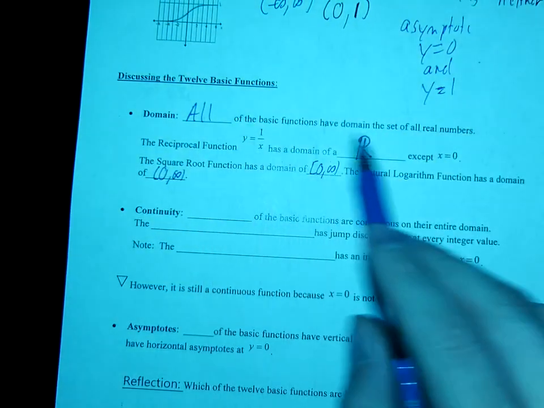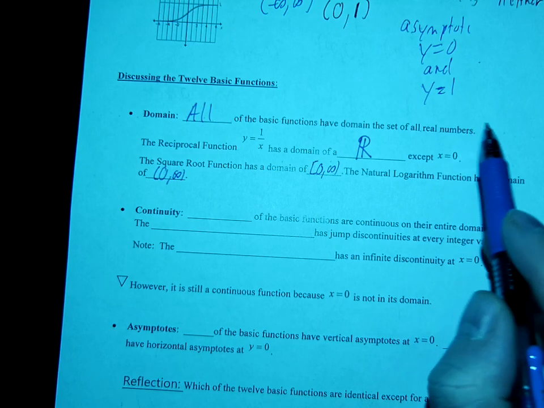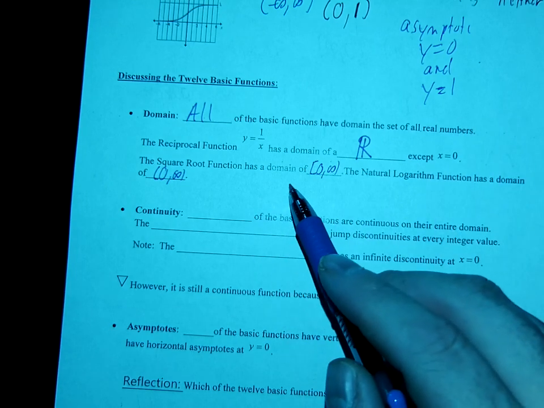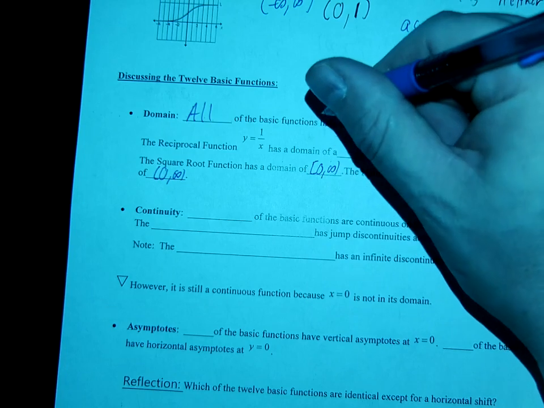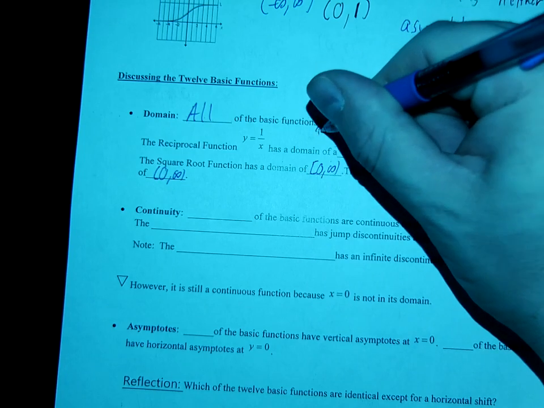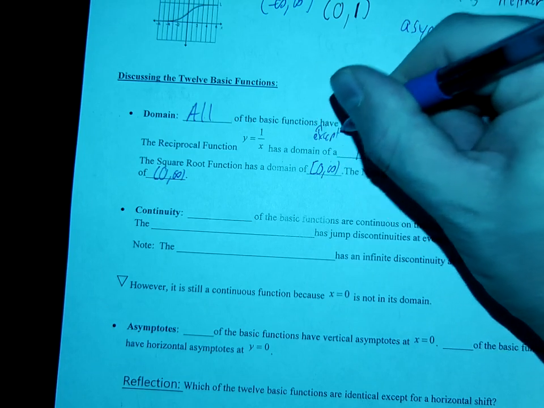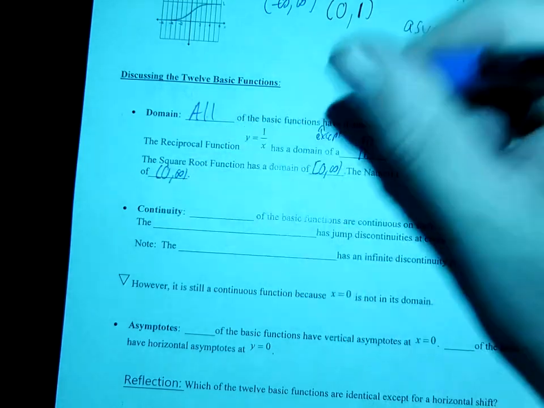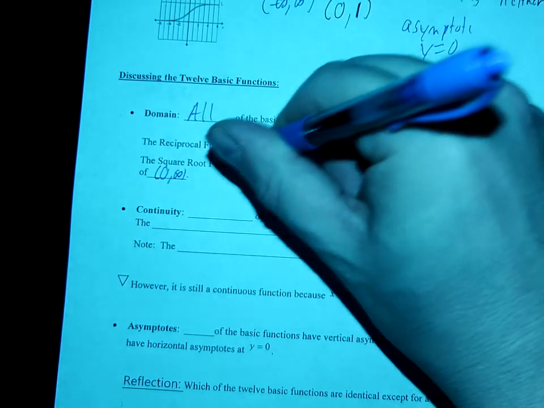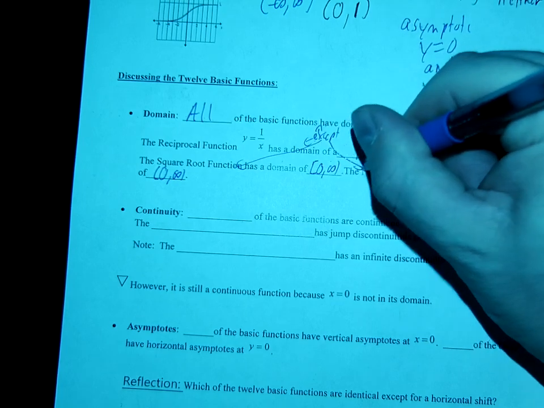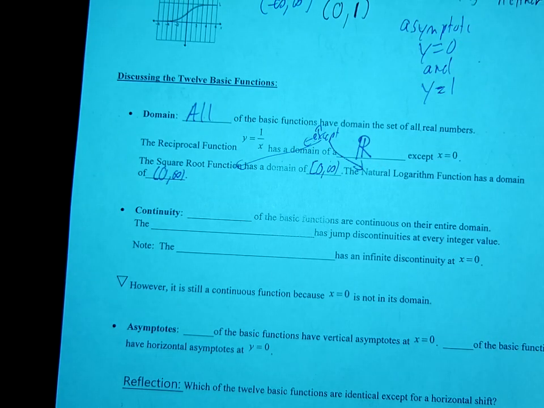So when I say all of the basic functions have a domain of all real numbers, what I mean is all of them but these three. All of the basic functions except these ones. This one, that one, and that one. So that's what that means when it says all of the basic functions. I could put the word most there. Maybe that would have been a better word to use. Most of the basic functions have a domain set of all real numbers.